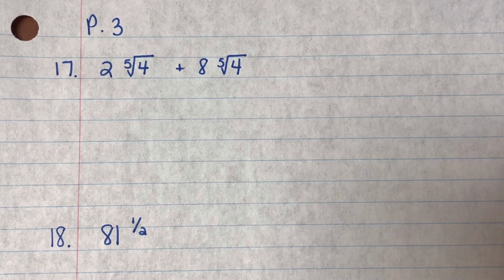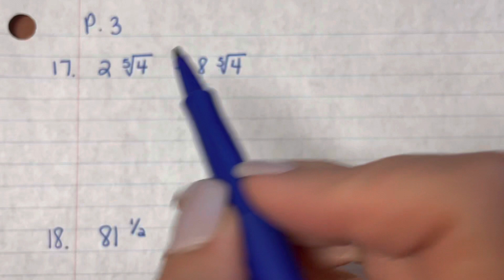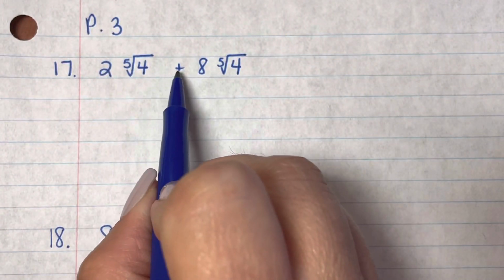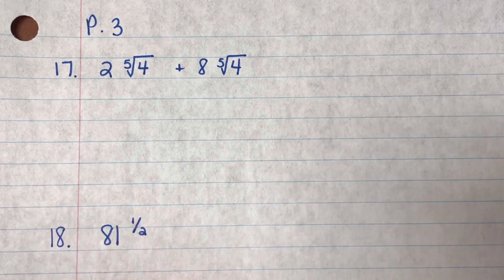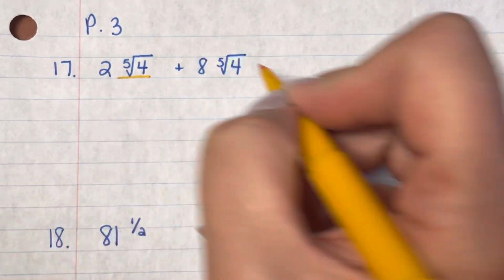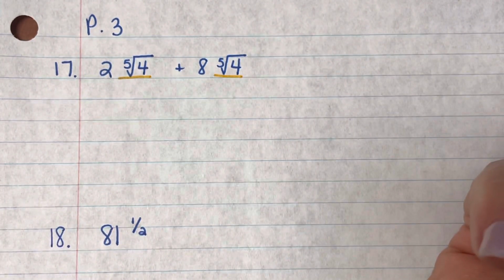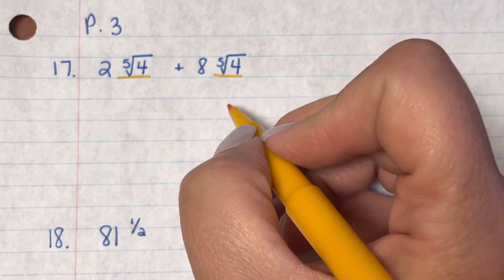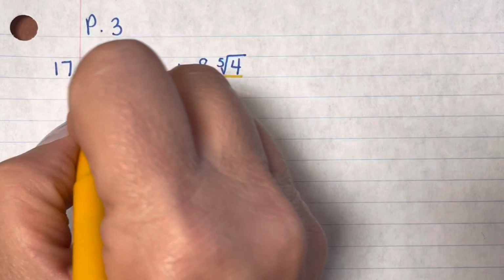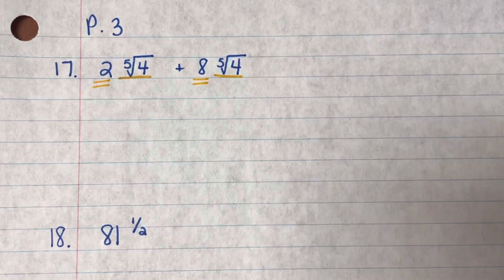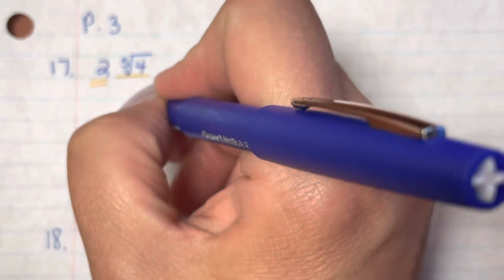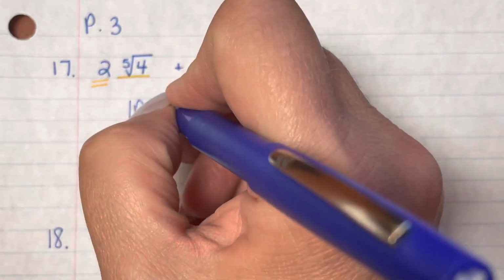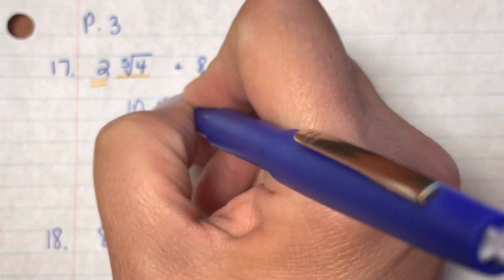P.3 homework problem number 17. We have an addition problem between these radicals. And if we look, the 5th root of 4 and the 5th root of 4, those are the same. So all we have to do is add the coefficients. 2 plus 8 is 10. So I have 10 5th roots of 4.